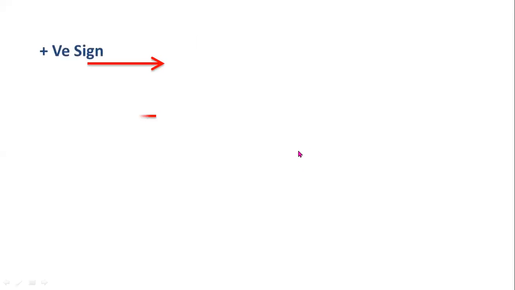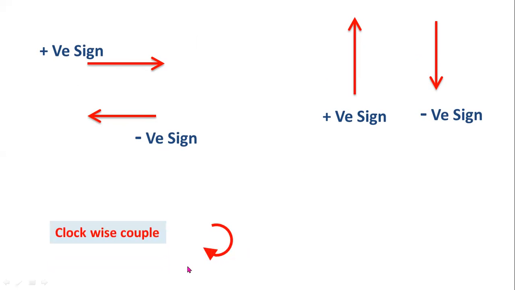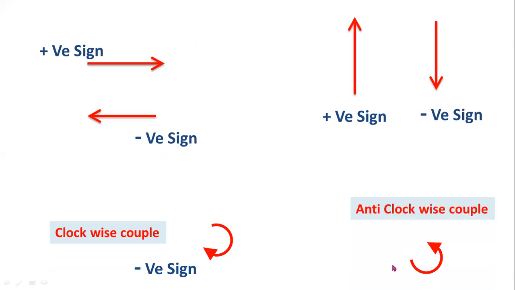These are the important sign conventions. For horizontal towards right, you have to consider positive sign. For left side direction, negative sign. For upward direction, positive sign. For downward direction, minus sign. For clockwise direction, negative sign. For anti-clockwise direction, positive sign. These are the important sign conventions for solving the problems.